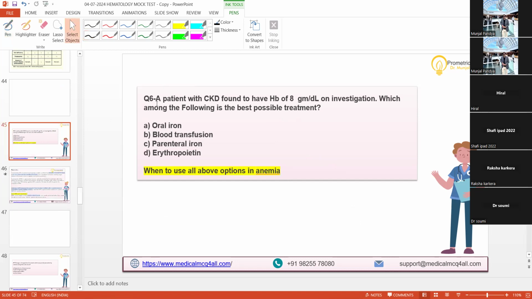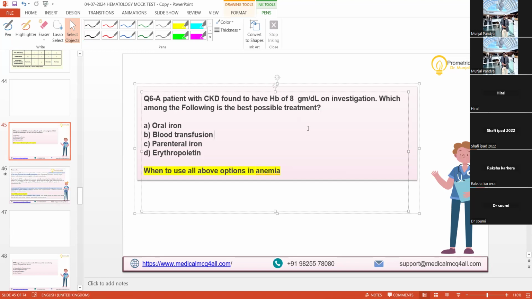Next question in front of your screen. A patient with CKD, chronic kidney disease or chronic renal failure, is found to have hemoglobin of 8 gram on investigation. Which amongst the following is the best possible treatment? So you have a chronic kidney disease patient with hemoglobin of 8. Obviously it is low, a moderate anemia, right?